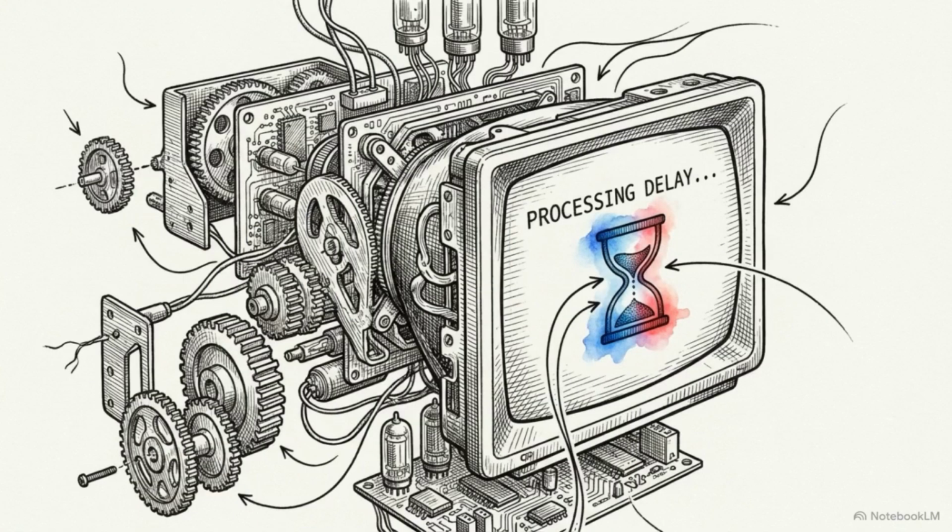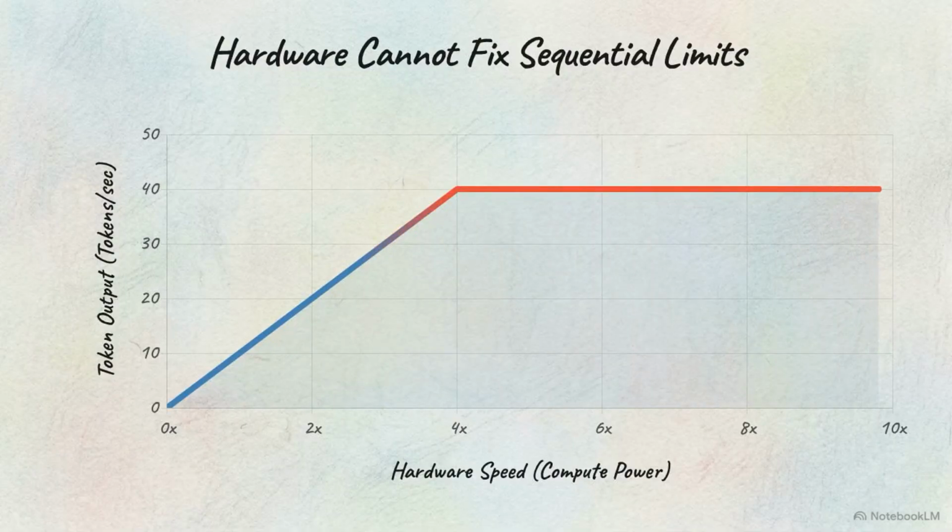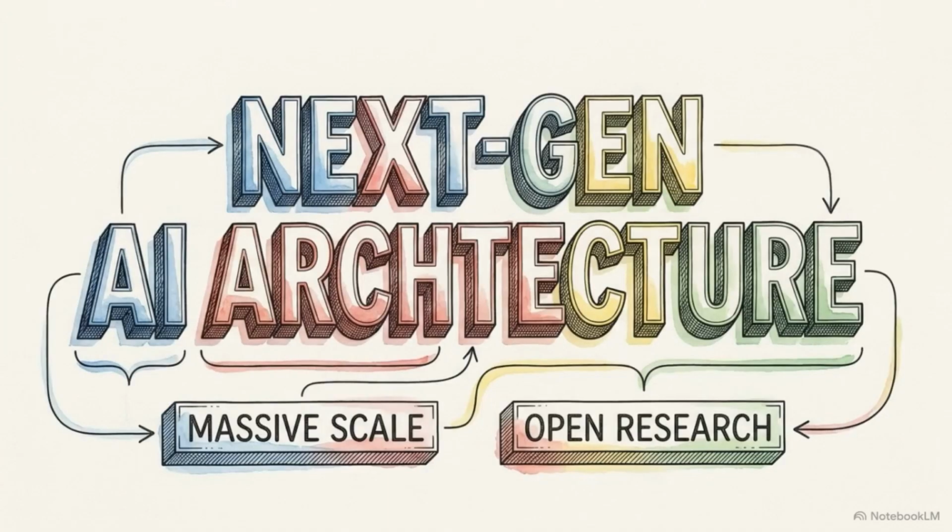Relying on this sequential process creates a severe architectural limitation. Because the system must wait for one token to finalize before starting the next, its speed cannot scale linearly with newer, faster hardware. Google DeepMind has built a system that abandons sequential generation entirely. It is called DiffusionGemma, an experimental 26 billion parameter open-weight model.